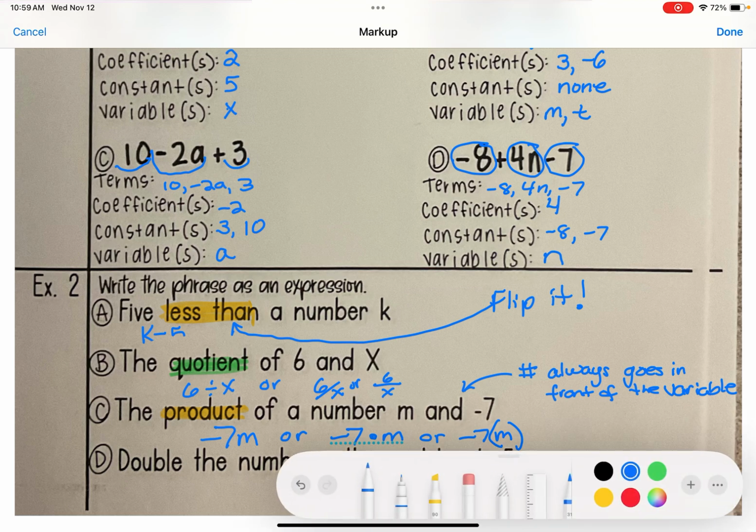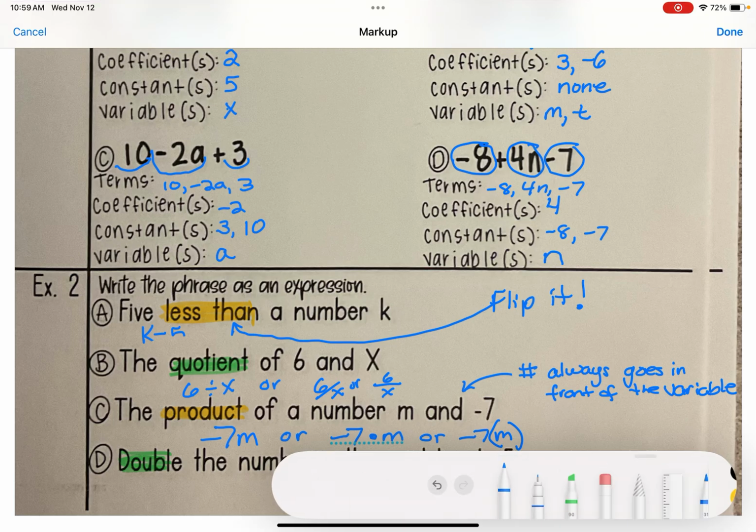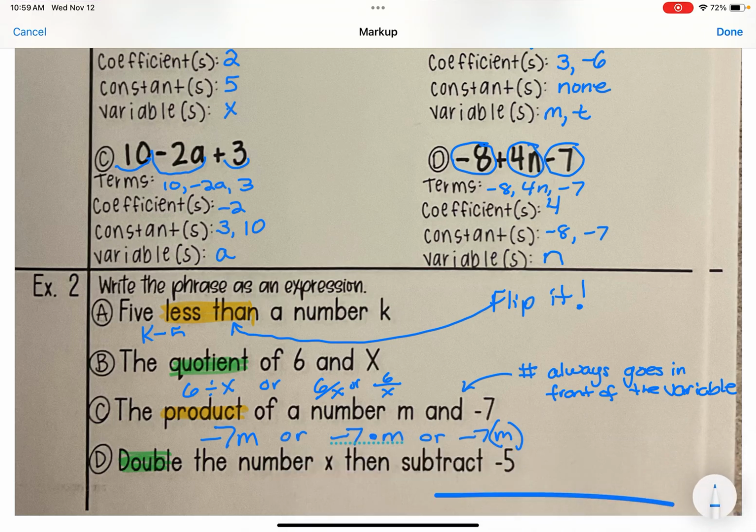Okay, next one we have, D. The word I'm seeing here is double. When I see the word double, double the number x, so we don't know what the number is, they're using the letter x, then subtract 5. So if I see the word double, it means times 2. Whenever you double something, you're timesing it by 2, okay?